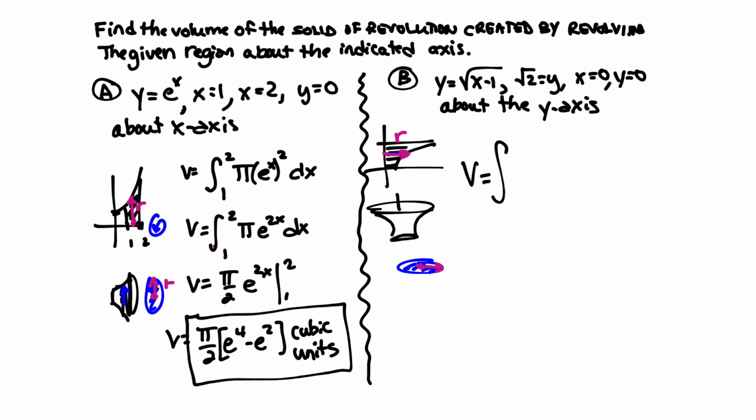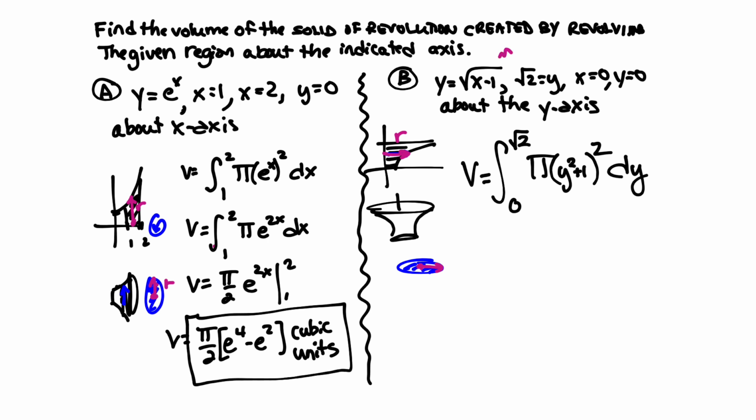Integral from 0 to square root 2. I love it. And we're going to integrate with respect to y. And then what'd you have as your radius? y squared plus 1. Absolutely. And then you squared that, right? And how did you do that?